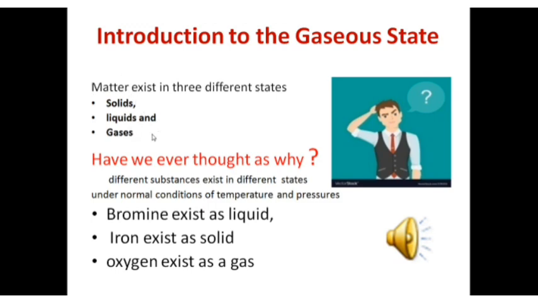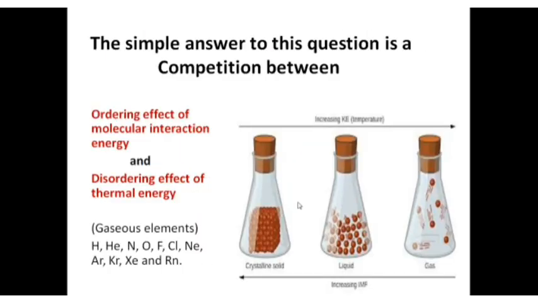Have you ever thought why different elements or substances exist in different states under normal conditions of temperature and pressure? For example, bromine exists as a liquid, iron exists as a solid and oxygen exists as a gas under normal conditions of temperature and pressure. The simple answer to this question is the competition between the ordering effect of the molecular interaction energy and the disordering effect of the thermal energy.